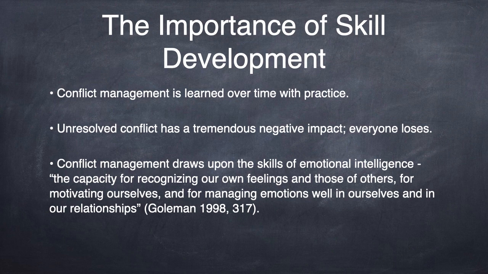Conflict management needs to draw upon the skills of emotional intelligence, or your EQ, which is one of the major chapters in your book, chapter 6 on emotions. The capacity, says Goleman, for recognizing our own feelings and those of others, for motivating ourselves, and for managing emotions well in ourselves and in our relationships. Conflict management means being emotionally intelligent, being aware of your own feelings, the other person's feelings, and what else might be contributing to that within the environment or the situation.